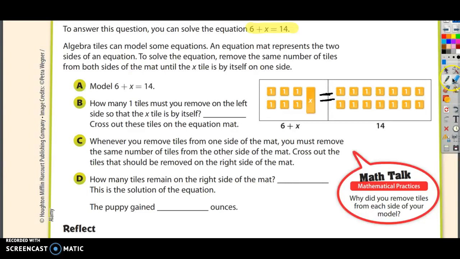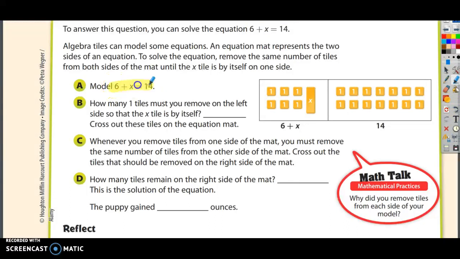So our equation's right here, 6 plus x equals 14. Check out what we have here. We have 6, 1, 2, 3, 4, 5, 6, and then we have an x. So this picture, 6 plus x, should make sense. Do you see 6, and x, so 6 plus x. And then is equal to, over here there's 14: 1, 2, 3, 4, 5, 6, 7, 8, 9, 10, 11, 12, 13, 14. All right, so I'm going to clear all that.